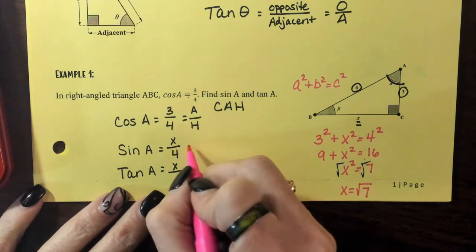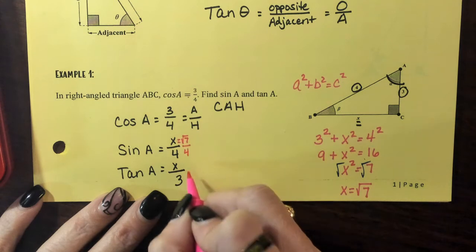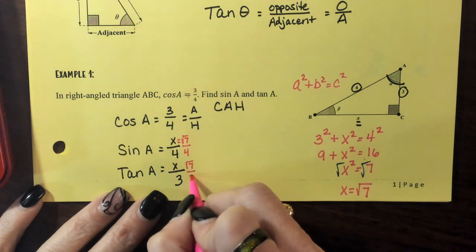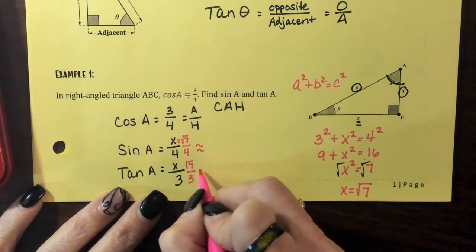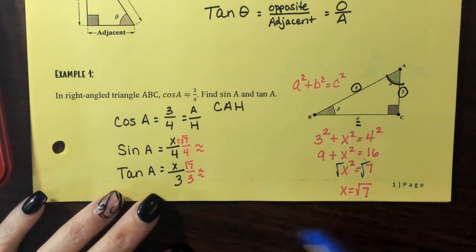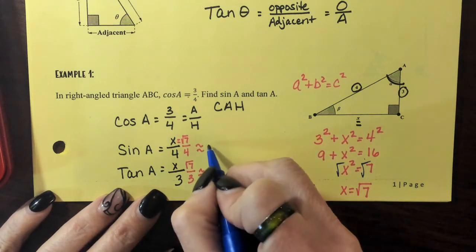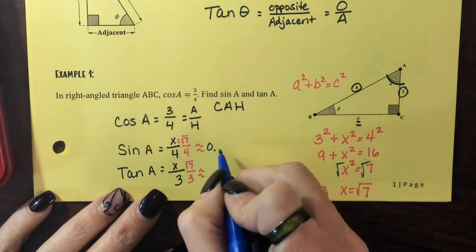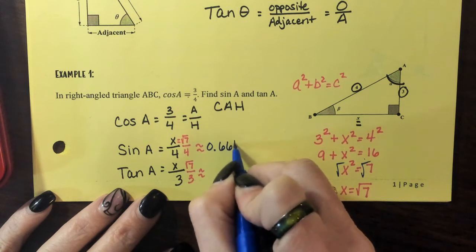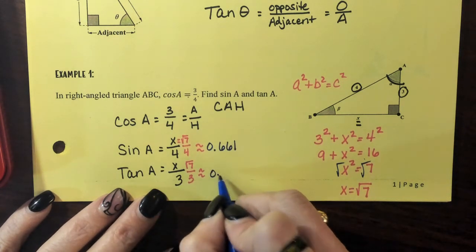I'm going to substitute this in. So this is going to be the square root of 7 over 4. And this is the square root of 7 over 3. These are going to be approximations. So we're going to plug that into our calculator and figure it out. Now, I've already done it, so I'm going to just give you my answers here. I got 0.661, and I'm doing 3 sig figs. And on this one, I got 0.882.